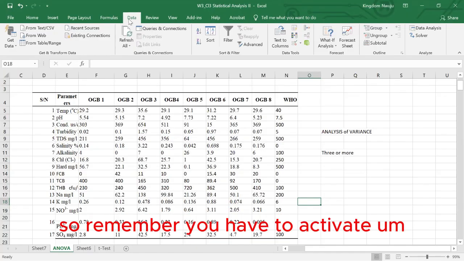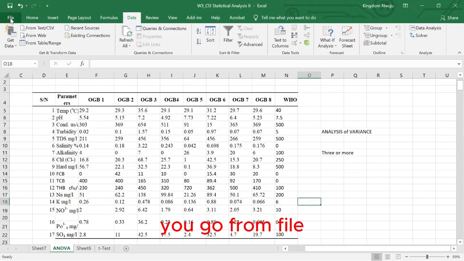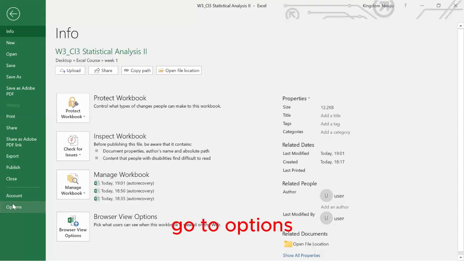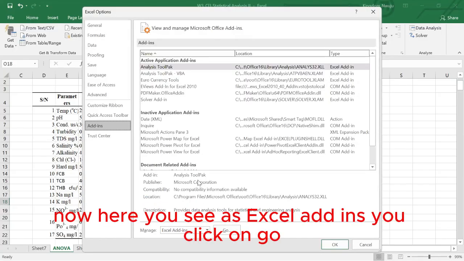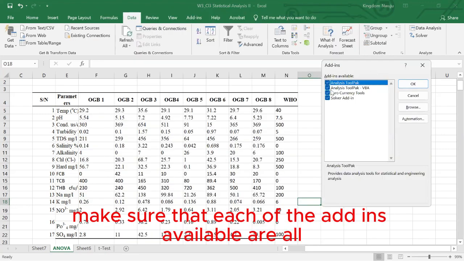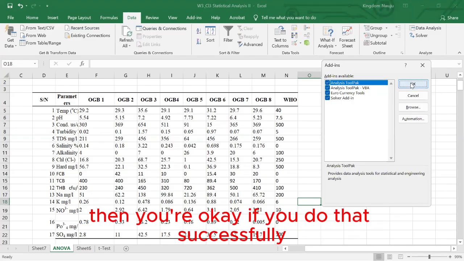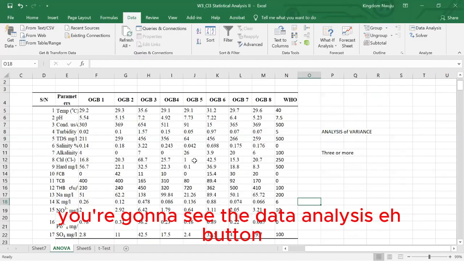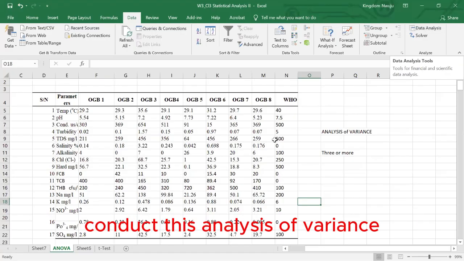So remember, you have to activate your data analysis. I'm going to show you how to do that again. You go from File, go to Options, then you click on Add-ins. Now here you see Excel add-ins, you click on Go. Make sure that each of the add-ins available are all ticked. They are all marked, good. Then you click OK. If you do that successfully, you're going to see the data analysis button out right here. And that is now what we're going to use to conduct this analysis of variance.